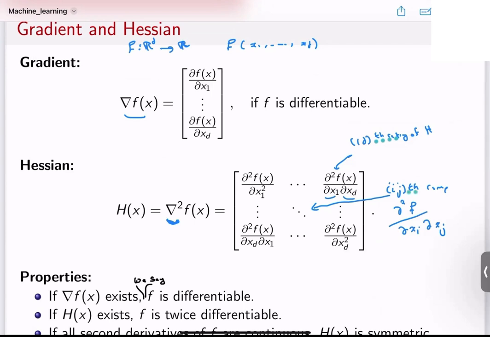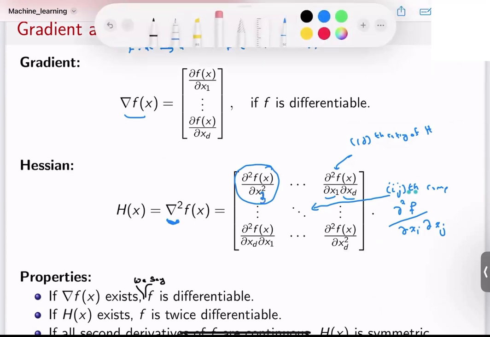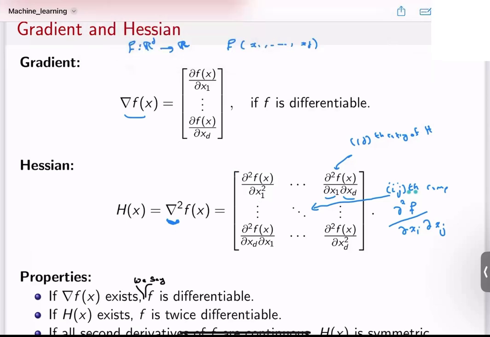One nice thing to remember is that in the Hessian matrix, the diagonal entries are gonna be of this form, right? So the second one is gonna have a 2 here, the third one gonna have a 3 here, and so on. So it's gonna be the second derivative of f with respect to the ith component. So this is how the diagonal entries are defined.